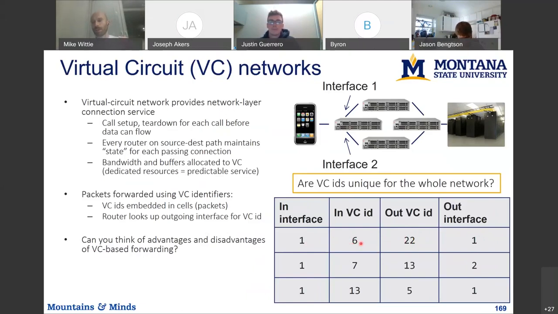So there's not one virtual circuit ID for all of the network. You basically just need to make sure that all the packets coming in on a particular interface don't have the same virtual circuit ID. And it's the only negotiation you need to do. You don't need to do this internet-wide.